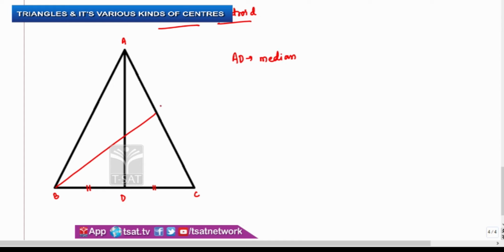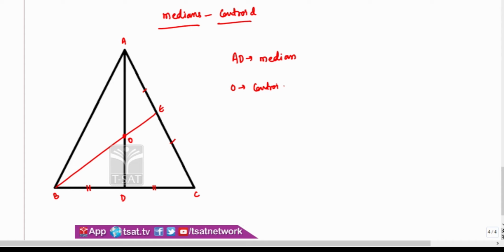If I take BE, it is also a median. This O, the centroid, divides the median in the ratio of 2 is to 1. This is 2 is to 1. So the centroid divides the median in the ratio 2 is to 1. We further look into it.